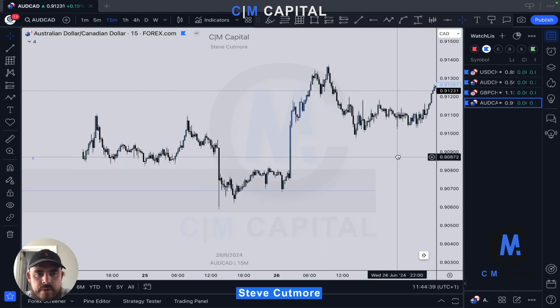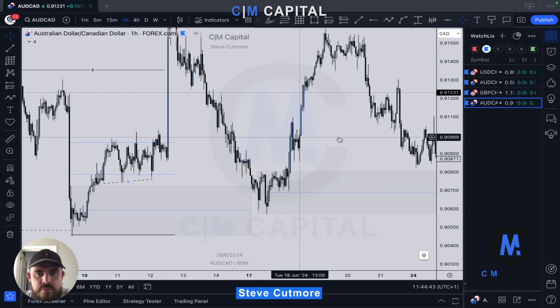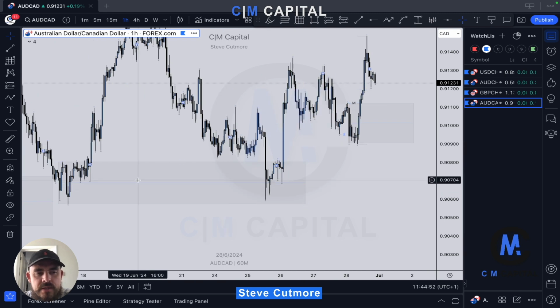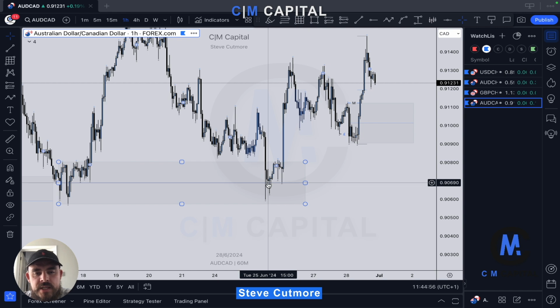What's the word? I'm just trying to be a bit, looking for my confirmations too strongly when I could have got an entry around here. I could have just taken it based off this area and with my stops here, even taking the buy here or here based off the order block, but I didn't.